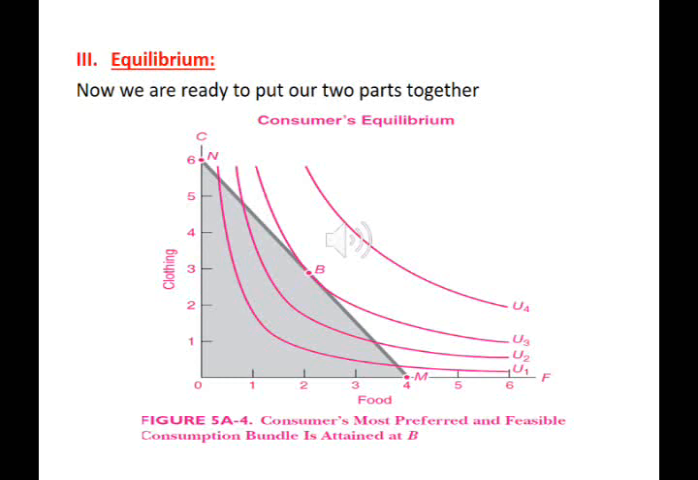So what is the slope of the budget line? The slope of the budget line is, as we said, minus PF over PC. What is the slope of the indifference curve? The slope of the indifference curve is minus MUF over MUC. So at point B, which is a point of tangency, these two slopes should be equal. So by equating these two slopes and rearranging, we will reach this expression. At point B, MUF over PF will be equal to MUC over PC. Does this ring any bells?